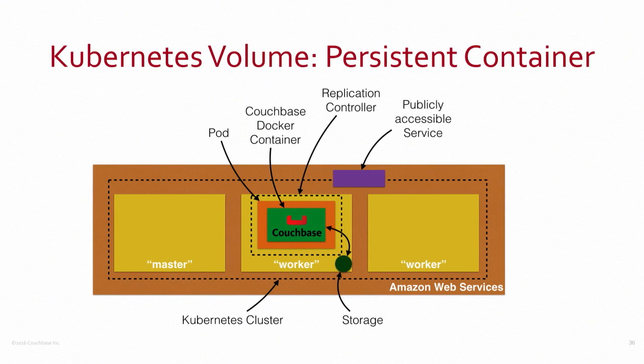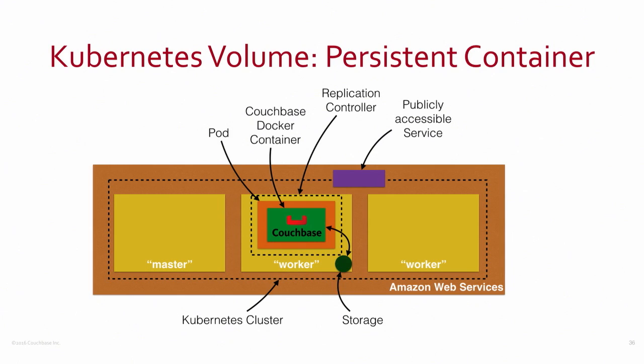So how does it work in Kubernetes? This is the multi-node architecture: one master, two workers. I have a Couchbase Docker container running over there, running as a replication controller or replica set. I could expose it as a publicly accessible service in the purple box over there.